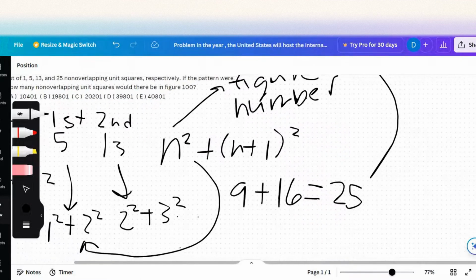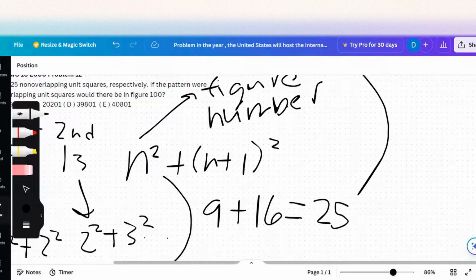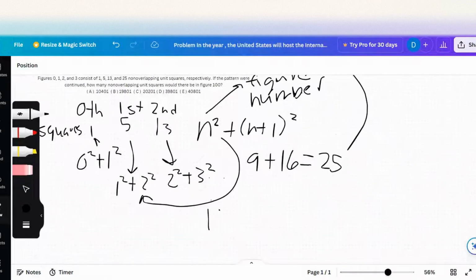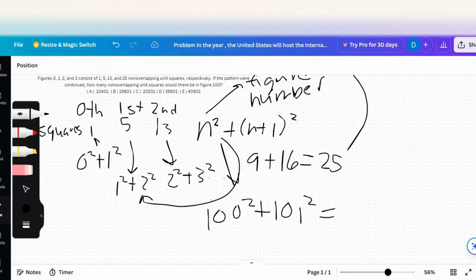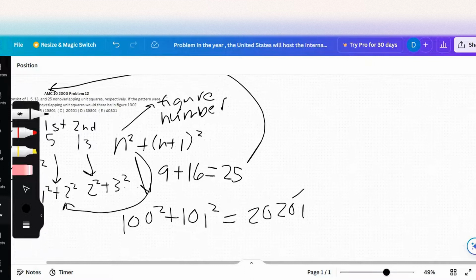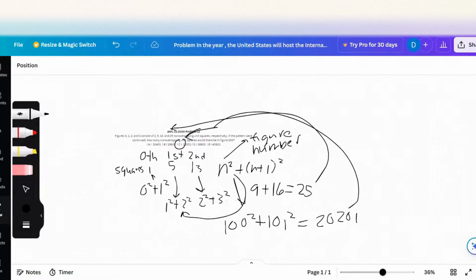So how do we specifically find figure 100? Well, that's easy. We just plug 100 in because that is the figure number. So it's 100 squared plus 101 squared. And what is that? That comes out to 20,201. And is that an answer choice? Yes. So, C is the number of non-overlapping unit squares that there would be in figure 100.